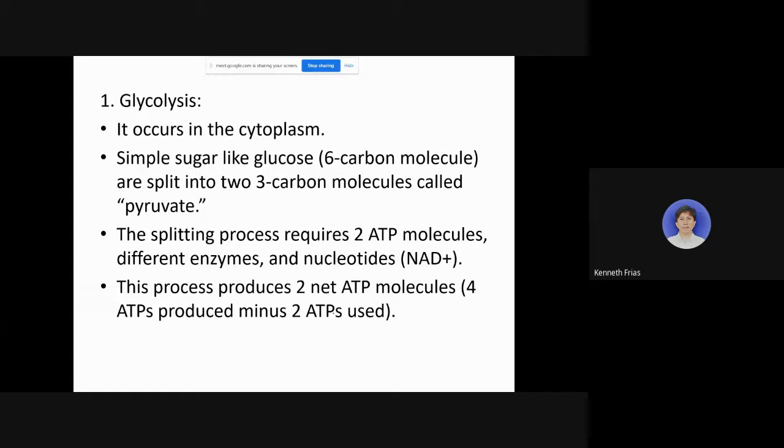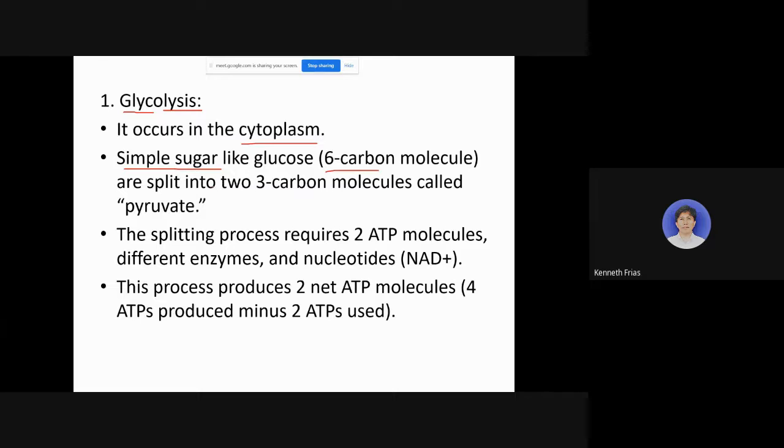So let's start with the first stage of cellular respiration, which is called glycolysis. When you look at the term, glyco means sugar and lysis means to break down. So generally, it's a process of breaking down or splitting sugar. That sugar is in the form of glucose, and it occurs in the cytoplasm, specifically in the cytosol. In this process, the simple sugar, usually glucose, which contains 6 carbons, is split into two.